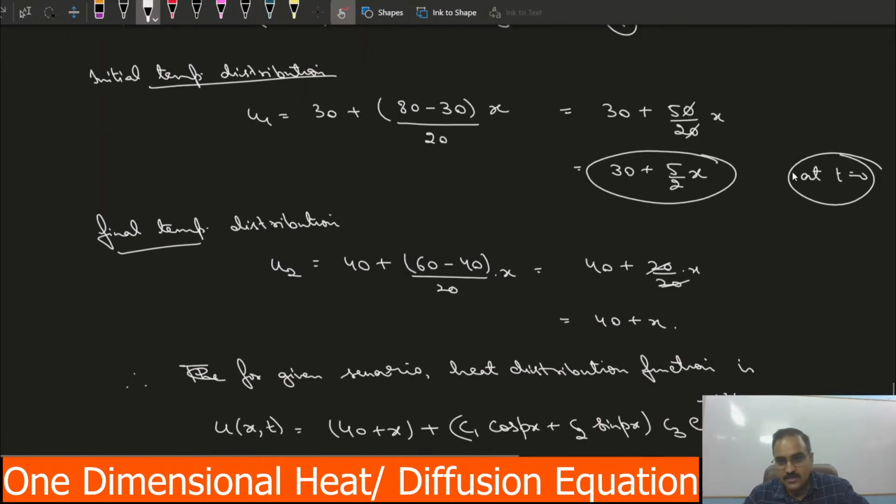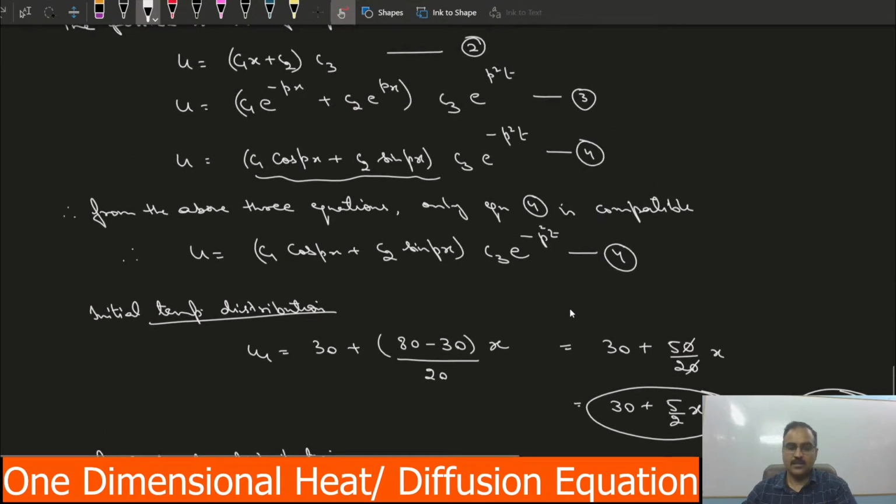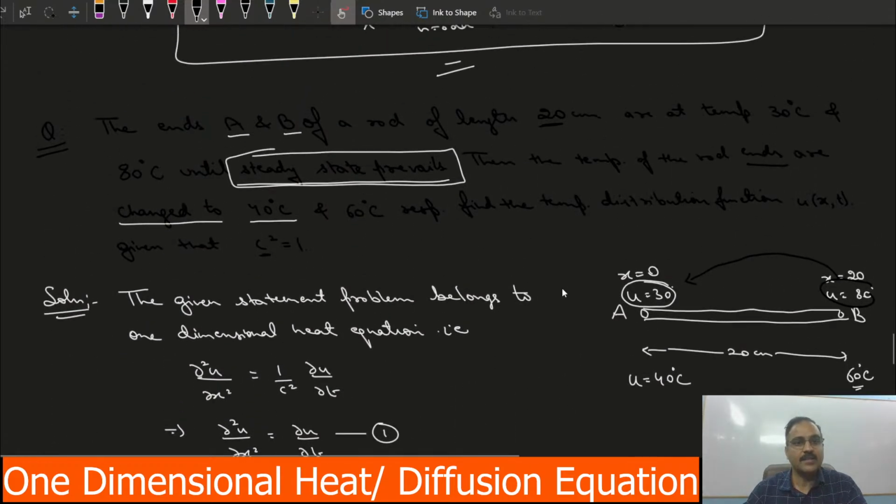Now I'll again repeat the steps, till this step, equation number 4, you have mentioned that these are the statement for general heat equation. Now here in this statement, what we are having is that steady state prevails. That means there are two cases.